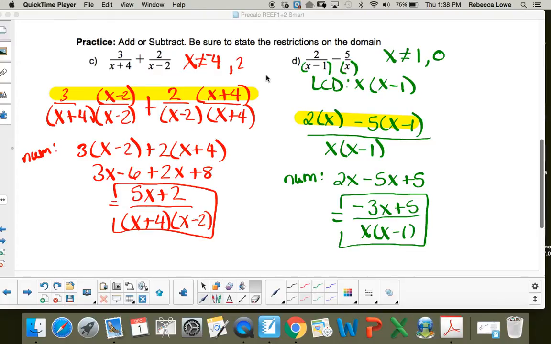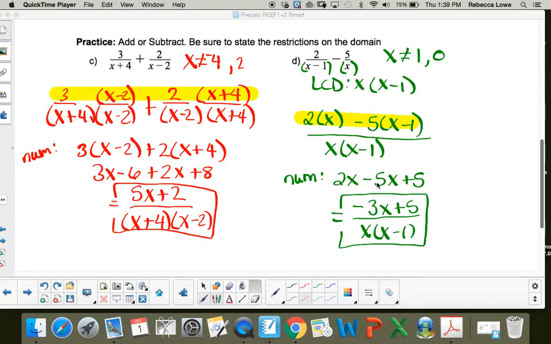So for D, this is the work that you should have done and shown. You can see that the common denominator is x times x minus 1. I set it up a little bit differently. Instead of writing the denominator twice, I knew that when you add the numerators, the denominator stays the same. So I just wrote the denominator once. So you can progress from this step to this step without showing that middle step.